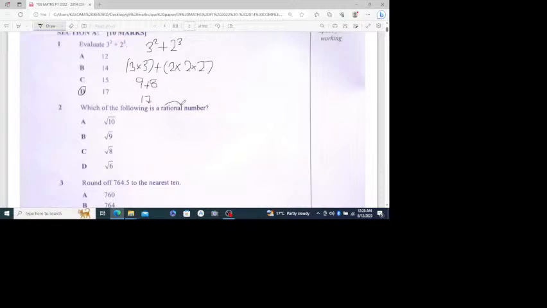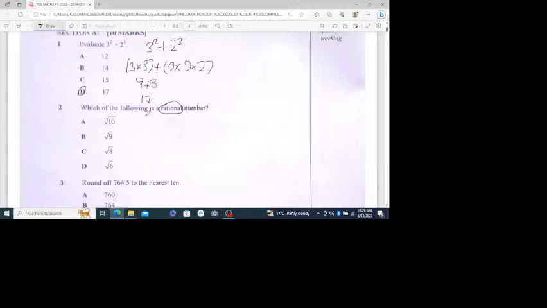That's a keyword. If you are looking for a rational number, just look for a number that is a perfect square. If you find a perfect square, that means it will give you a square root which is a whole number, and that will be the answer.